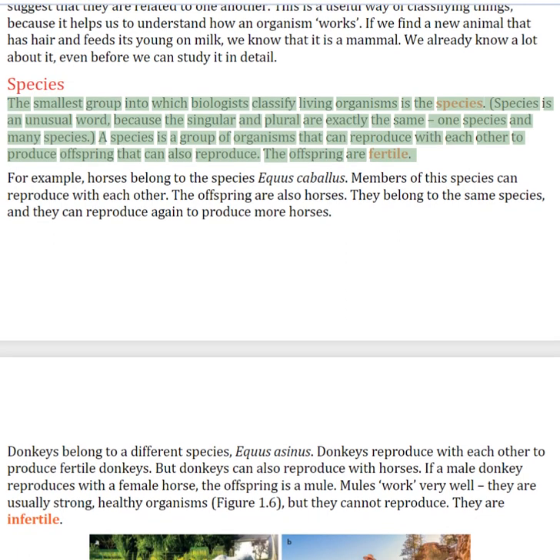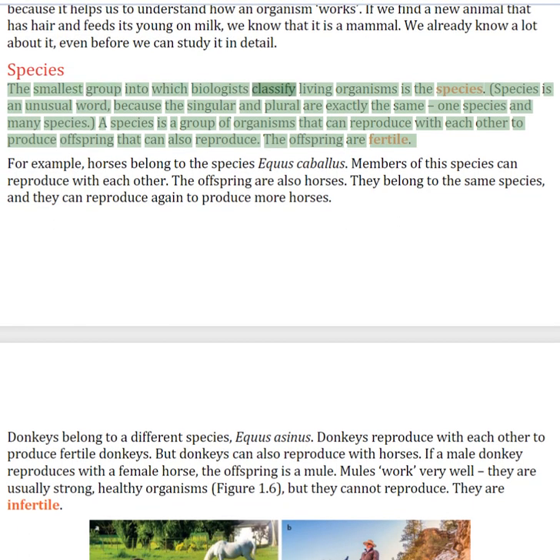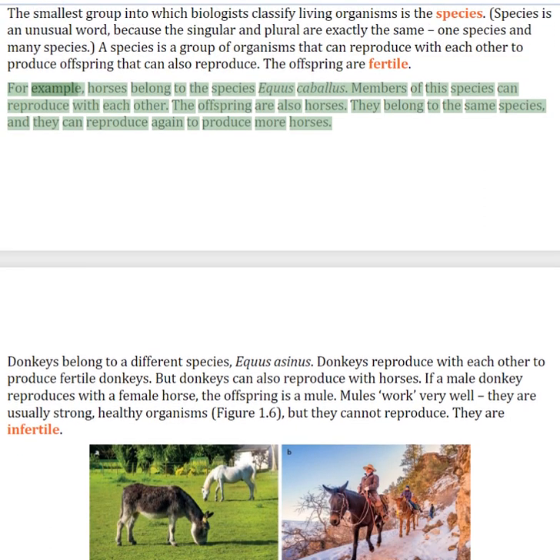Species. The smallest group into which biologists classify living organisms is the species. A species is a group of organisms that can reproduce with each other to produce offspring that can also reproduce. The offspring are fertile. For example, horses belong to the species Equus caballus. Members of this species can reproduce with each other. The offspring are also horses. They belong to the same species, and they can reproduce again to produce more horses.